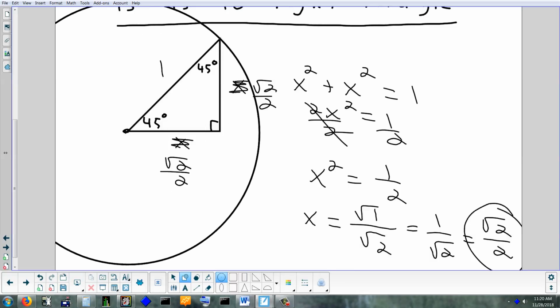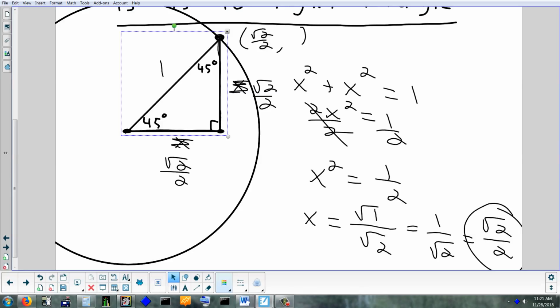There's my triangle inside the circle. Starting from the origin, I have to go over and I have to go up to get to that point. So let's write the coordinates of that point. How far over do you go from the origin to right there? How long is that side? Square root of 2 over 2. Yep. It's the square root of 2 over 2 to the right. And then from there, you go up how much to get to that other point? Square root of 2 over 2.